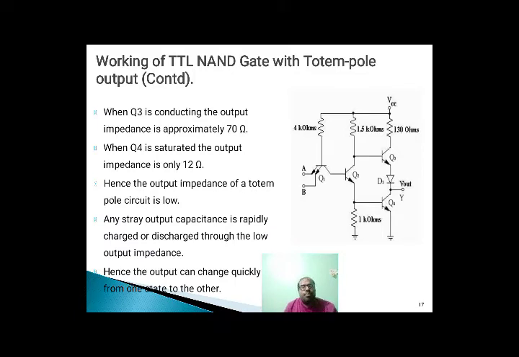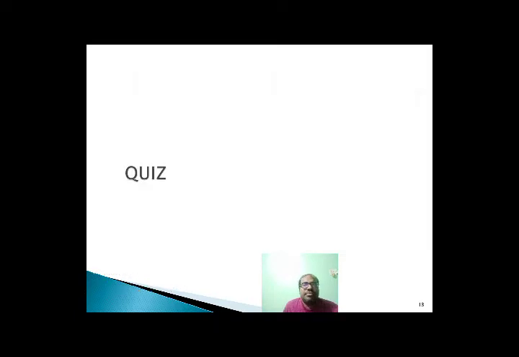Any stray output capacitance is rapidly charged or discharged through the low output impedance. Hence the output can change quickly from one state to the other.